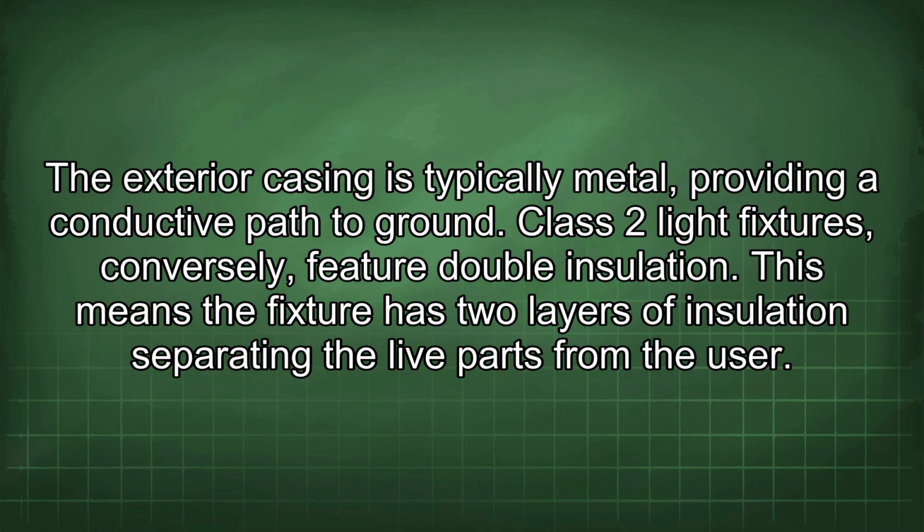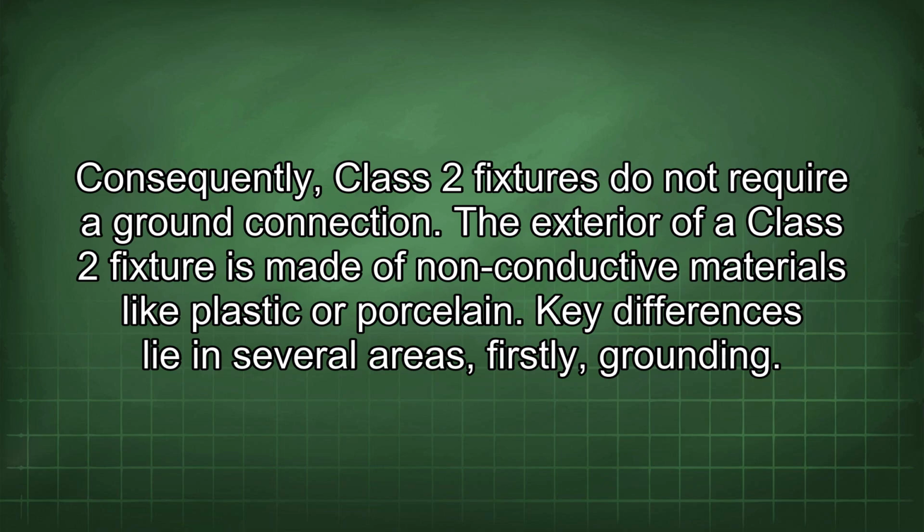Class 2 light fixtures, conversely, feature double insulation. This means the fixture has two layers of insulation separating the live parts from the user. Consequently, Class 2 fixtures do not require a ground connection. The exterior of a Class 2 fixture is made of non-conductive materials like plastic or porcelain.